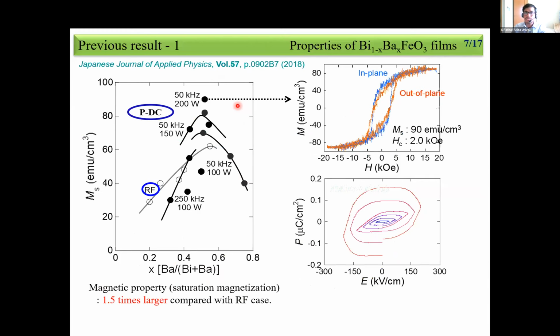You can see this is the work already done by my group. They substituted barium in the bismuth ferrite, in the A side of bismuth ferrite. You can see this data shows RF sputtered bismuth ferrite, and this data shows pulse DC sputtered bismuth ferrite. This clearly shows that the magnetic property is 1.5 times larger in case of pulse DC than RF. That means you can understand how crystallization matters in the case of pulse DC, and these are the hysteresis loops of magnetization and electric polarization or ferroelectric property.